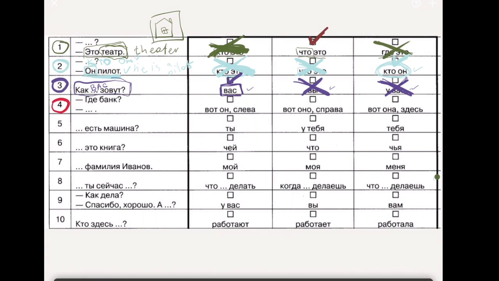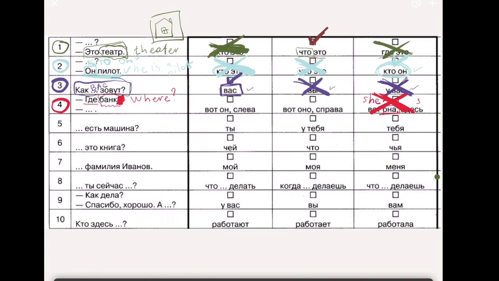Okay, number 4 is где банк? And the word где means where. So, where is a bank? Let's start with number 3 here. Вот она здесь. What? Она? Boom. We understand that она is she. Is bank a she? Of course not. Bank is so masculine because look at the ending here. We don't have the feminine ending. So, of course, it's masculine.